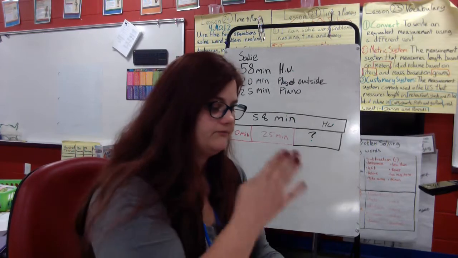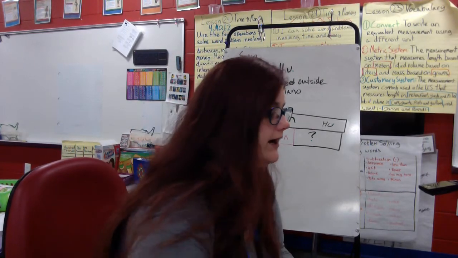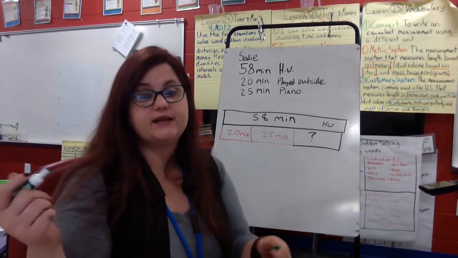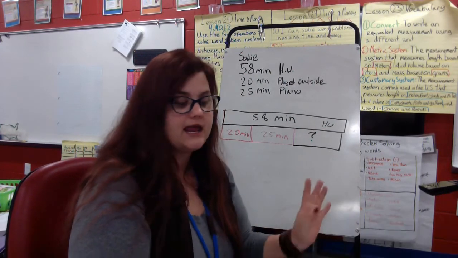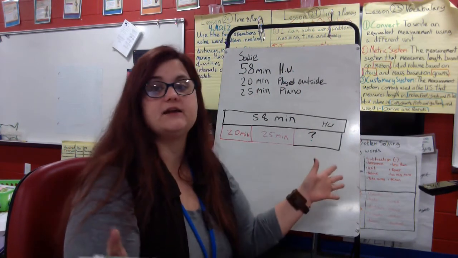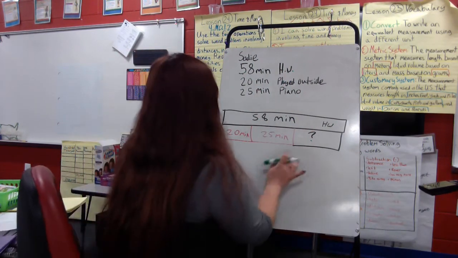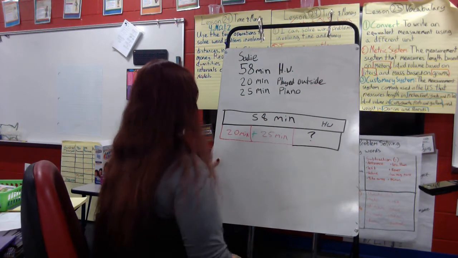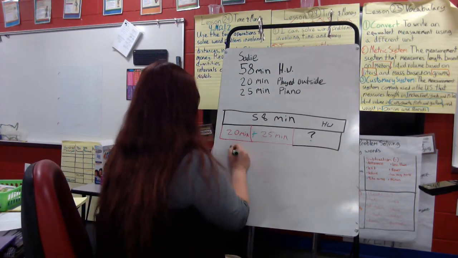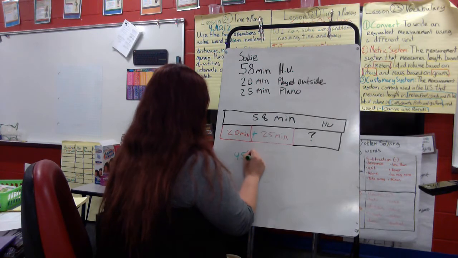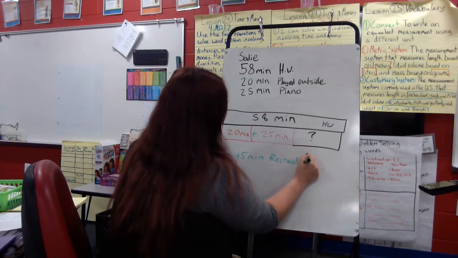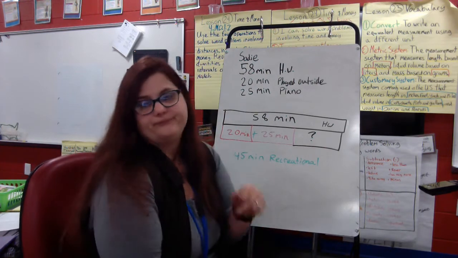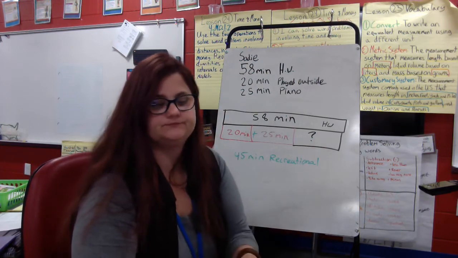Now what we can do is almost like the problem that we did just a moment ago, where we took our total of minutes from our chores that we did Monday and Tuesday, and we subtracted them from the total minutes we did all 3 days. So what I'm going to do is add these two together. 20 plus 25 is 45 minutes, and I'm just going to say recreational, which I don't know if practicing piano counts as recreational, but who's counting?